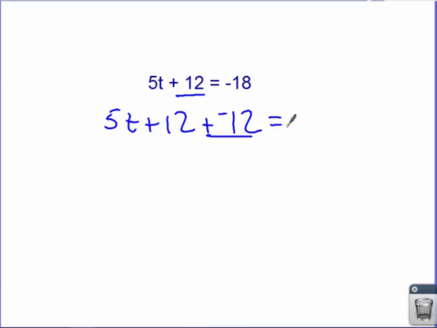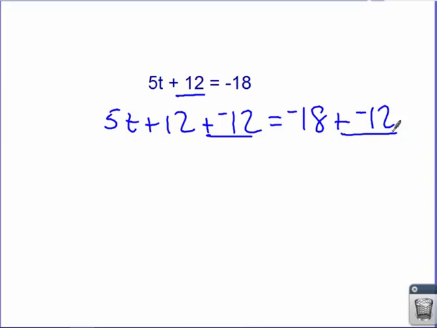Now we know the rule. The rule is if I do something to one side of the equation, I have to do it to the other. So here I've got a negative 18 plus, and then the new thing that I added on the left side of the equation was plus negative 12. So I need to do the same thing on the right-hand side. It helps if you actually underline those so that you know you have them on both sides.